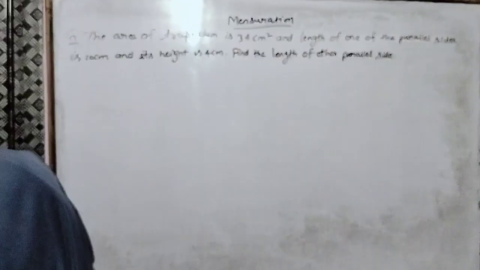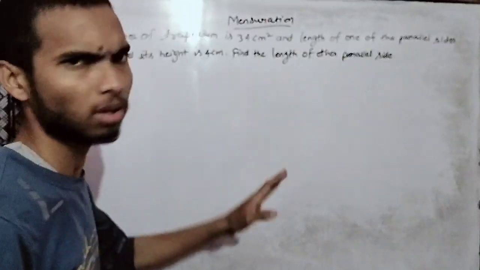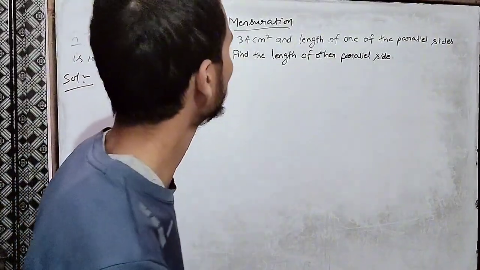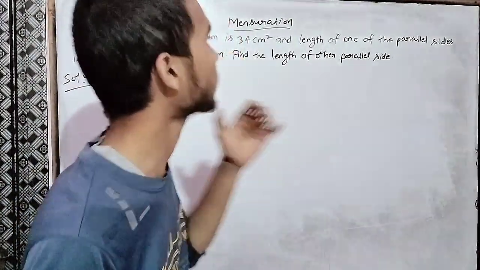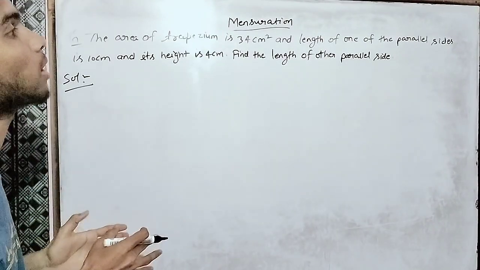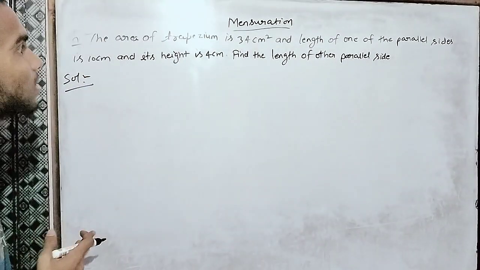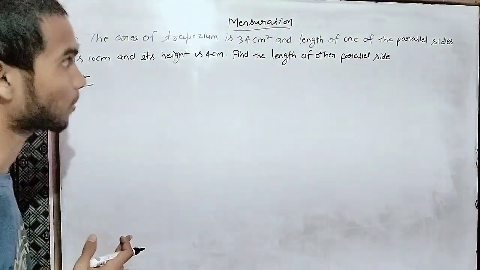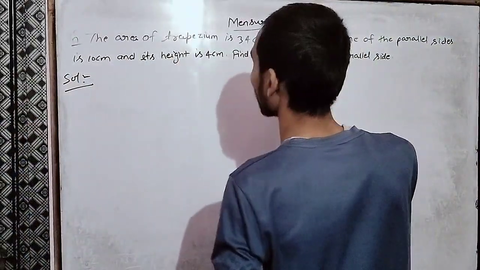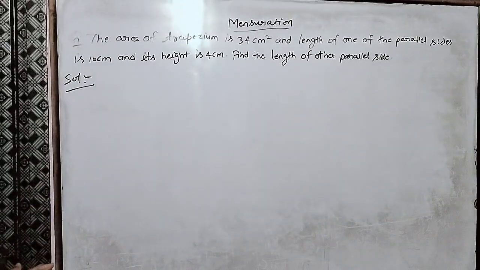This is a question. The question is saying the area of a trapezium is already given, which is 34 centimeter square, and the length of one of the parallel sides is 10 centimeter. But we don't know the length of the other parallel side, and its height is 4 centimeter. Find the length of the other parallel side. So can we say we don't know? How can we draw a figure of a trapezium where we don't have the length of a parallel side?